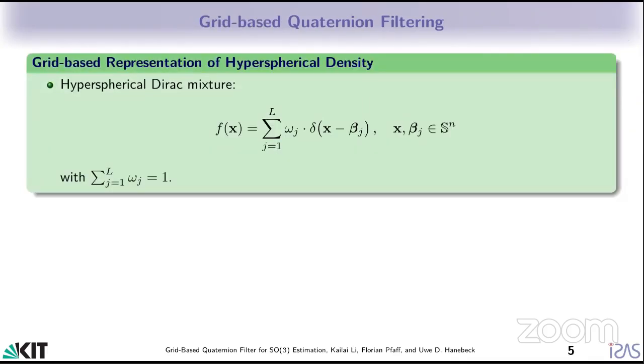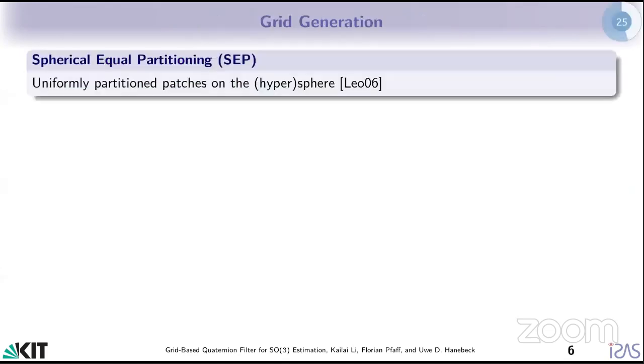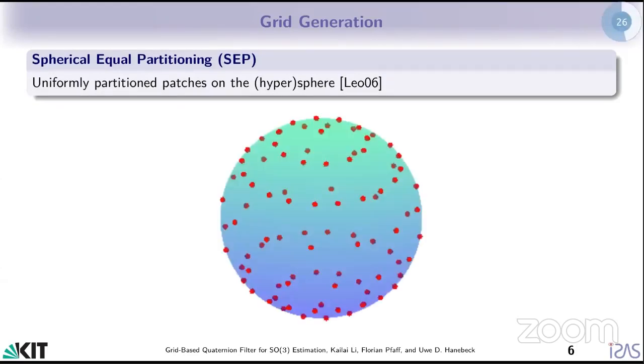For this, we deploy a grid on the hypersphere, with each grid point supporting one component of a Dirac mixture density. The weight of each Dirac component is then the underlying density evaluated at each grid point. How to get a grid? An intuitive idea is to get grid points by equally partitioning the hyperspherical surface, as shown in this picture. The approach, denoted as SEP, is spherical eco-partitioning.